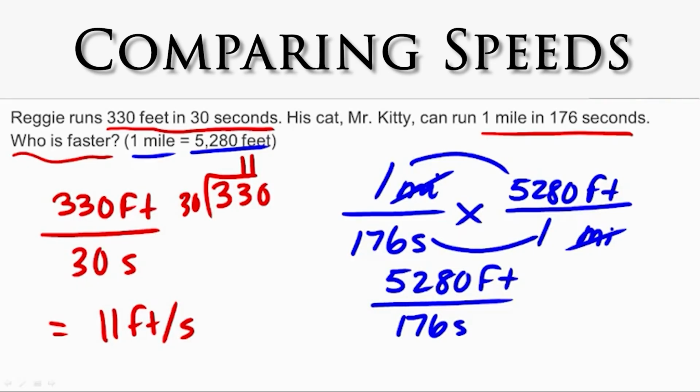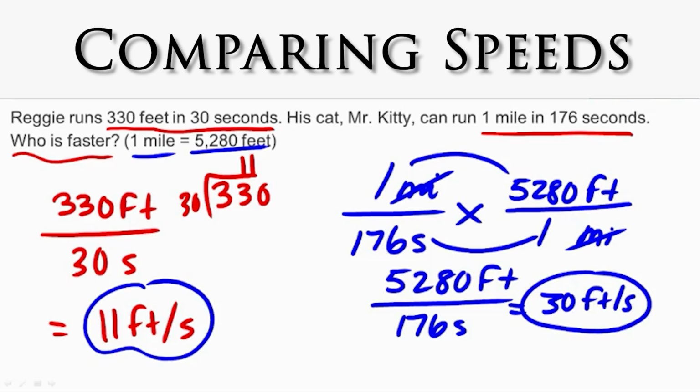That's not a unit rate, so we need to do one more conversion. We need to divide the distance by the time, so that's going to end up equaling 30 feet per second. This is Mr. Kitty's speed as a unit rate. This is Reggie's speed as a unit rate, so now we can determine who is faster. Mr. Kitty is faster. He runs at a unit rate of 30 feet per second. He runs almost 3 times as fast as Reggie.